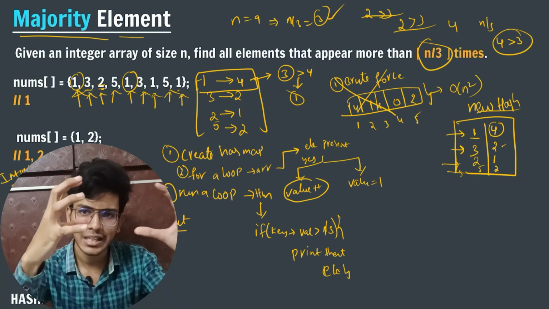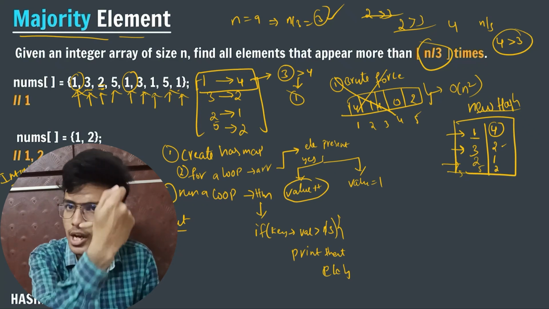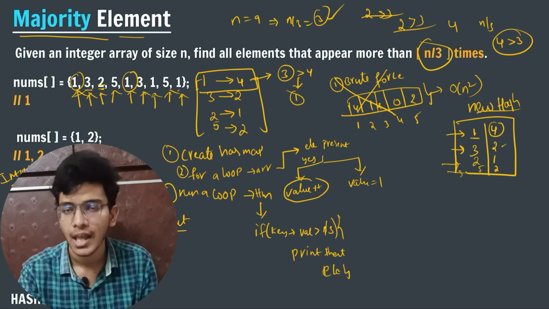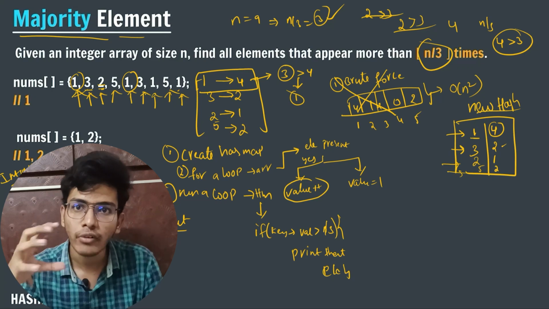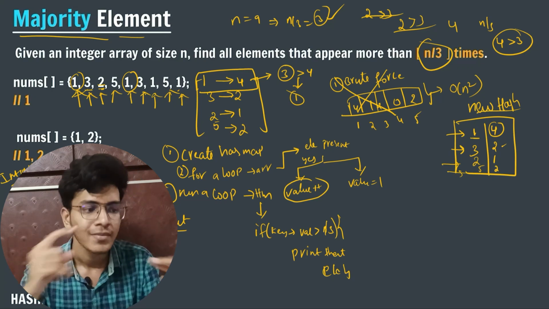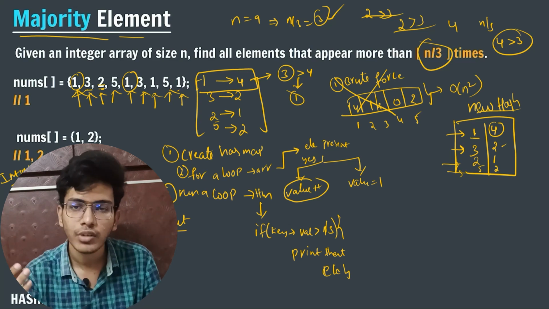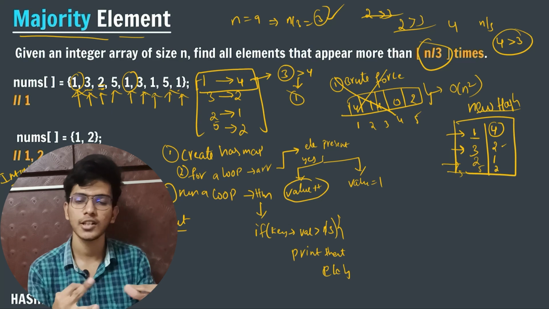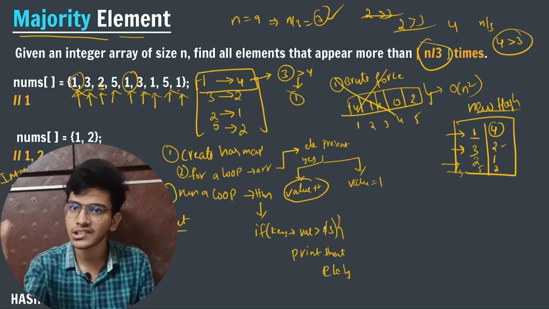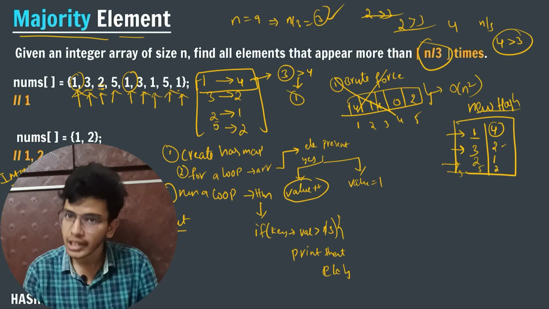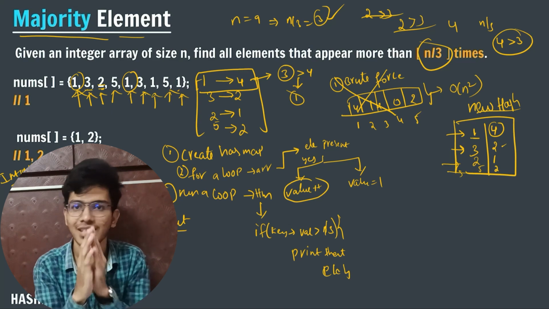So for the given array, the first step is to create a new hash map. The second step is to iterate through each and every index of your array, and as you iterate, you will keep track of the frequency of each element. Now after calculating for the whole array, you will move to the third step. The third step is to run a loop and check whether the frequency of that particular element is greater than n by 3. If it is the case, then print that element. If it is not the case, then don't print the element. This is the basic approach.